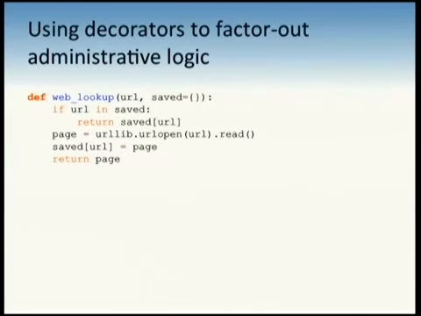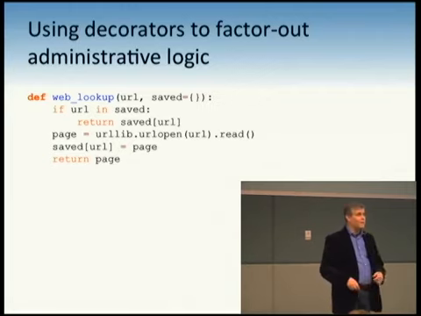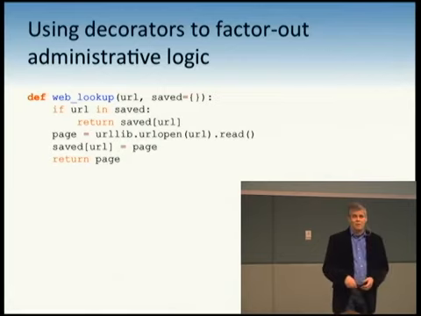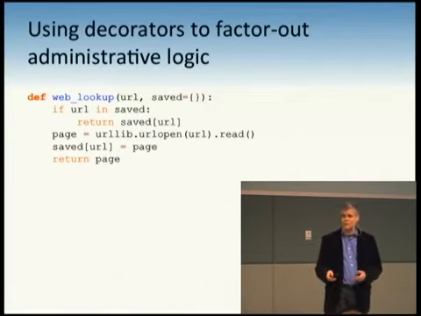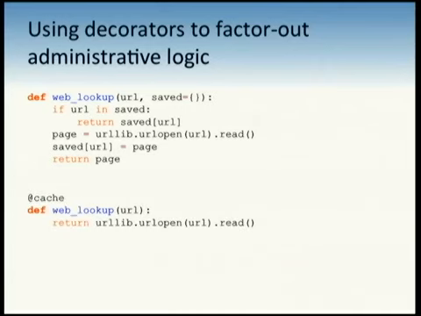All right, so I want to factor out some administrative logic. The business logic here is opening a URL and returning a web page. The administrative logic is I'm caching it in a dictionary. That way, if I go look up the same web page over and over again, I just simply remember it. You'll see code like this all over the place in Python, where someone's trying to cache their lookups. What I don't like about it is it mixes the admin logic with the business logic, and it's not reusable. Simple fix: @cache.